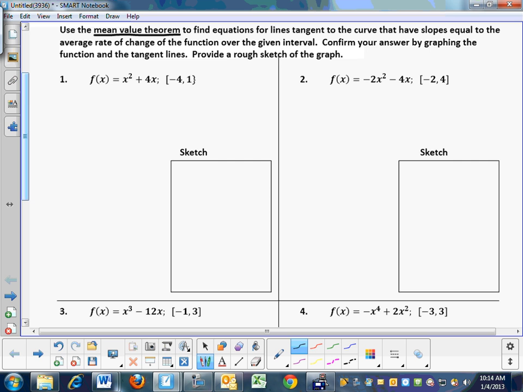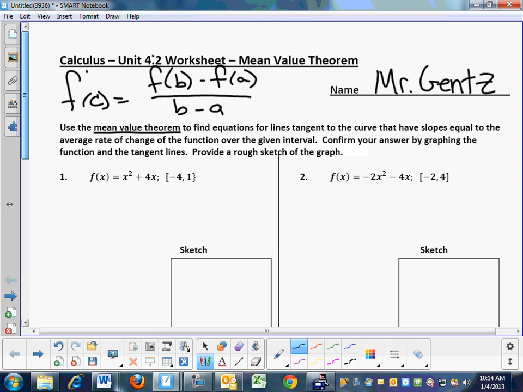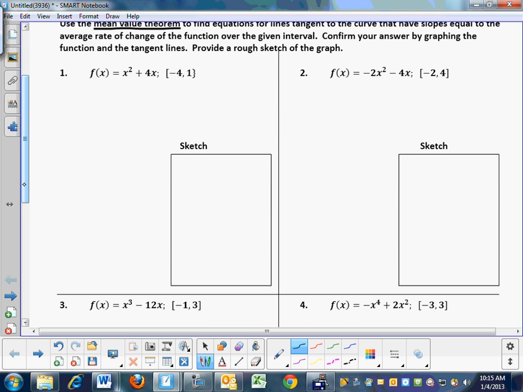Okay? The first step is that I must use my mean value theorem, which again says f prime of c is equal to f of b minus f of a all over b minus a. So, what should you do first in this scenario? Before I even find the derivative, let's find the average rate of change. Okay? How do I find the average rate of change of this function over this interval? Yeah, let's make a list here. I got a, I got b, I got f of a, I've got f of b. Okay?